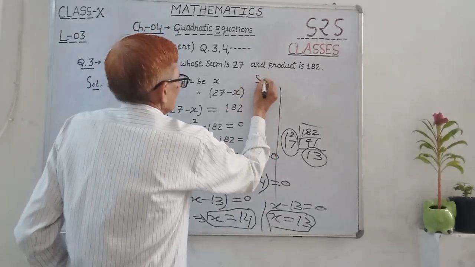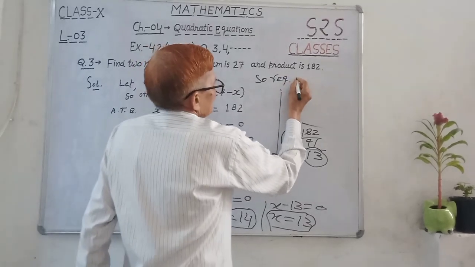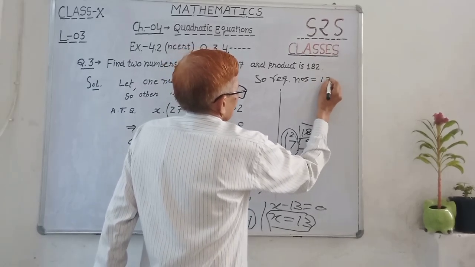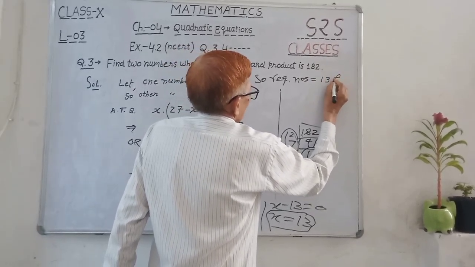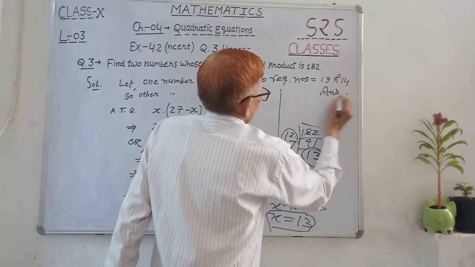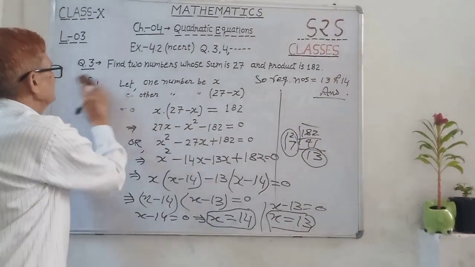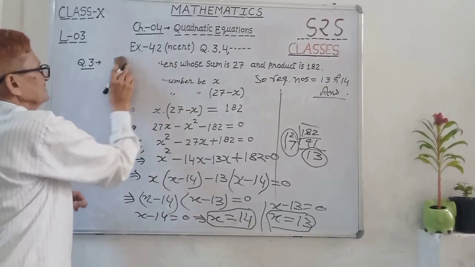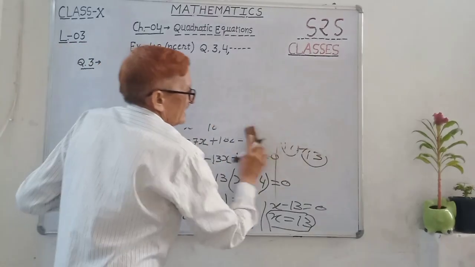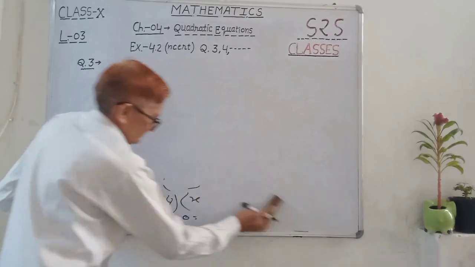Answer. So the required numbers we should write in a sentence: required numbers are 13 and 14. Answer. Okay, so like this we should solve. We should write the answer in a statement in the end. In all such statement questions, the answer must be given in a statement in the end, what is required. Okay, not leave it in the x form. Clear?